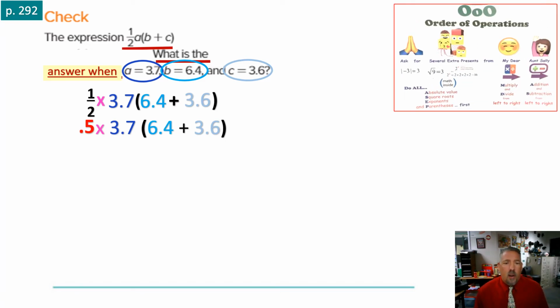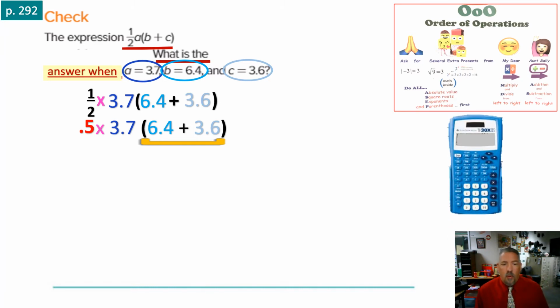All right, so then when I go through my order of operations, I have inside my parentheses, right? Absolute value, square root, exponents, parentheses. So when I do my parentheses, I get 6.4 plus 3.6 is 10. So then I bring everything else down. Once again, keeping those parentheses is important because now it's telling me that that's part of a math problem. Now I'm going to go again from left to right.